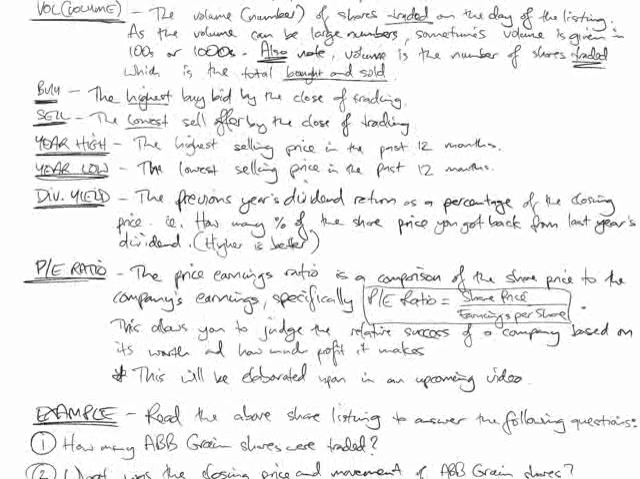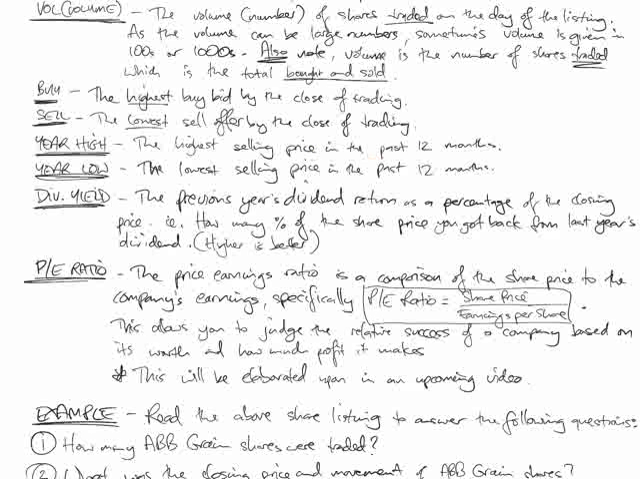Alright, next one is buy. The highest buy bid by the close of trading. Sell is the lowest sell offer by the close of trading. Year high, the highest selling price in the past 12 months. Year low, the lowest selling price in the past 12 months.